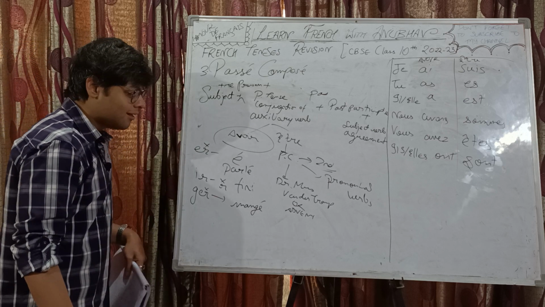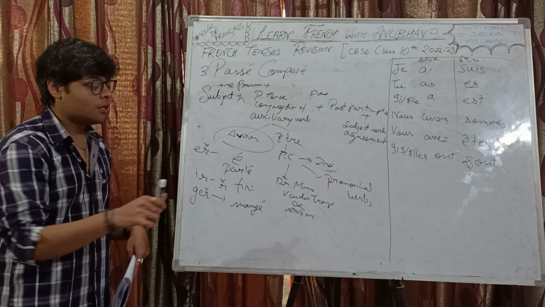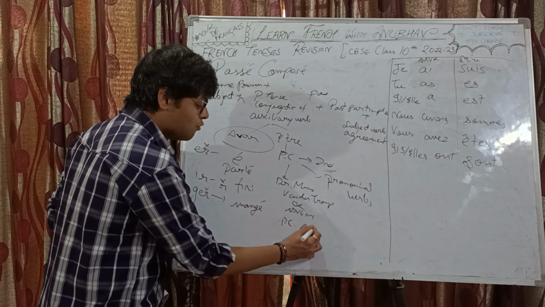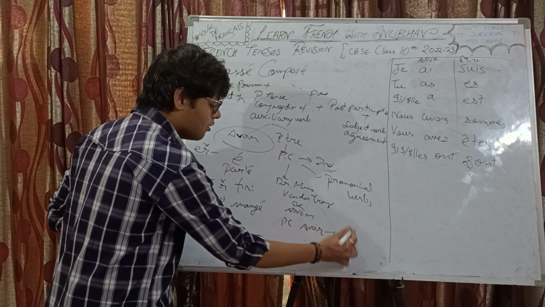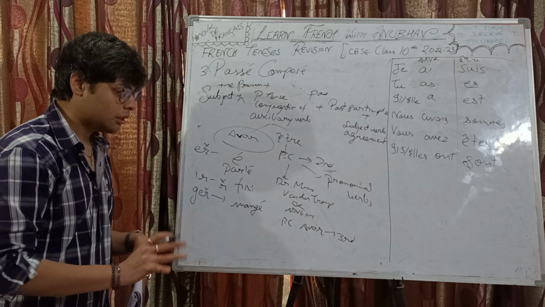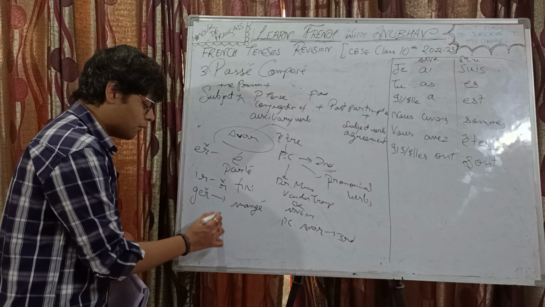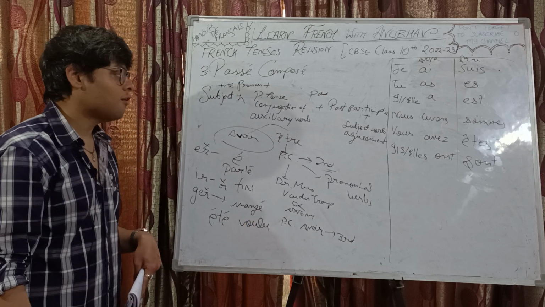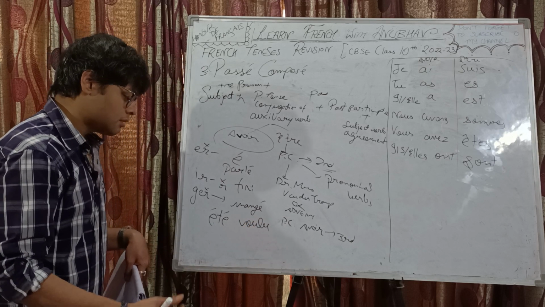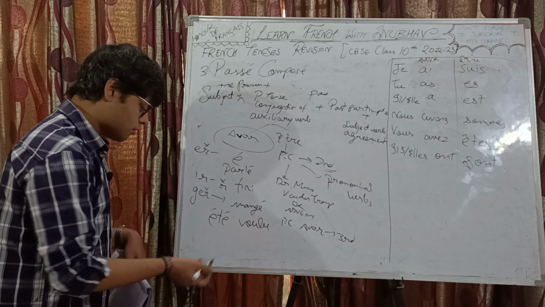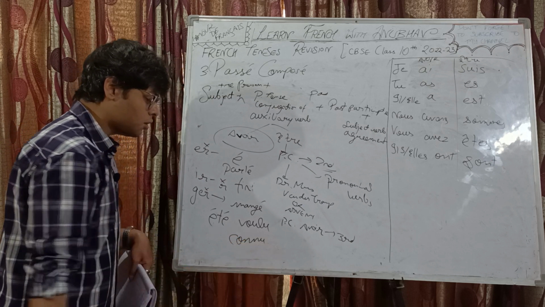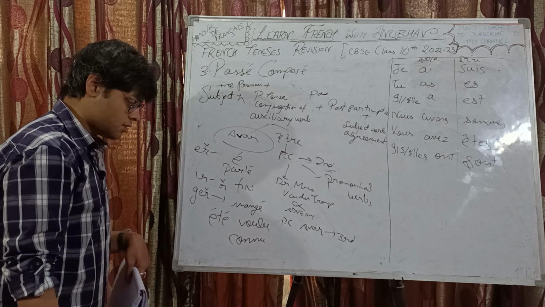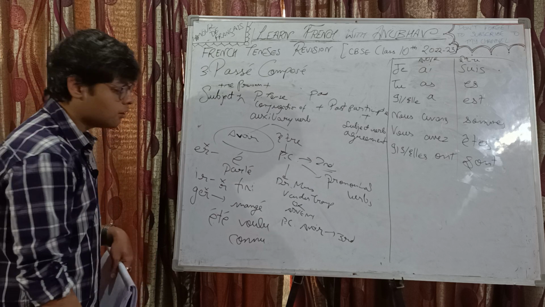But again, there are exceptions in this as well. For that, the third video that you need to watch is passé composé with avoir. In this video, I have discussed all the exceptions. For example, the past participle of être is été, the past participle of vouloir is voulu, the past participle of connaître is connu. Like that, there are many more verbs.